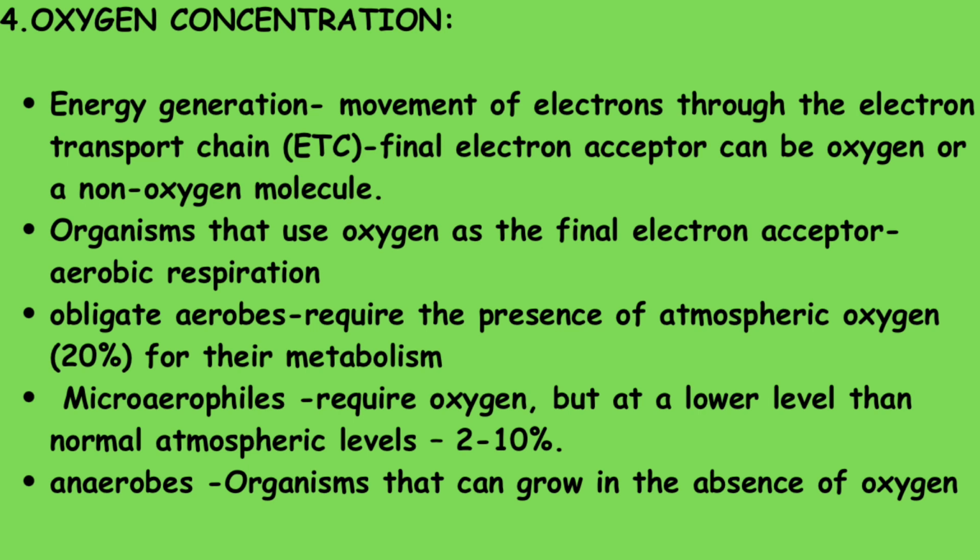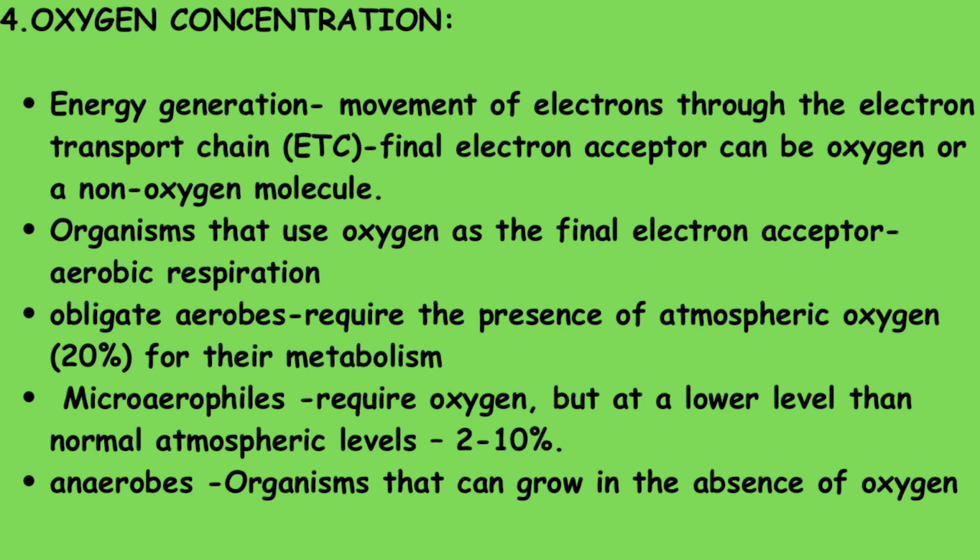The energy generation, that is linked to the movement of electron through the electron transport chain, where the final electron acceptor will be either oxygen or a non-oxygen molecule. Now if the organisms, they are using oxygen as the final electron acceptor, then they are engaging in aerobic respiration. So there are obligate aerobes. These obligate aerobes, they require the presence of atmospheric oxygen, that is 20% for their metabolism.